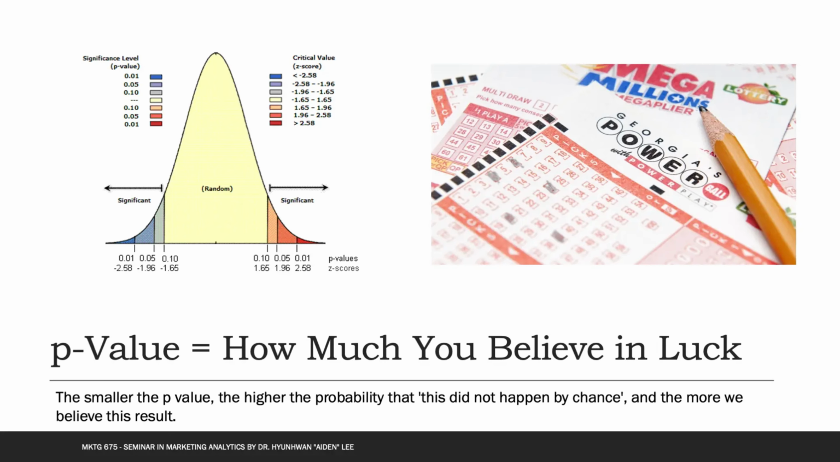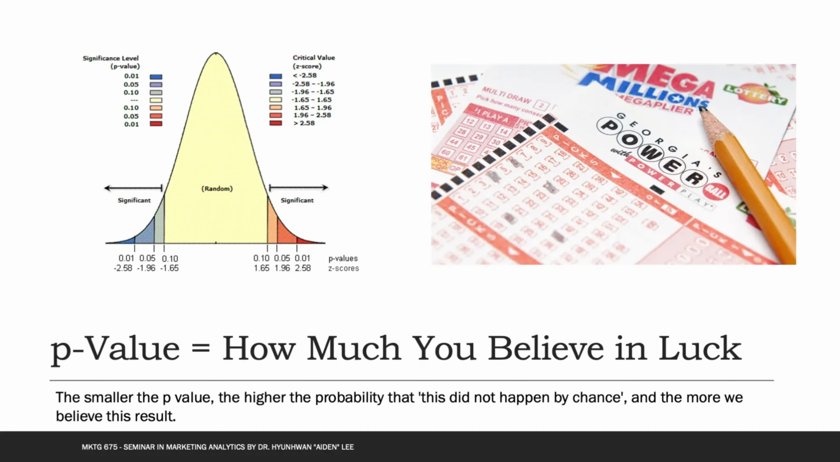Before we start coding, let me give you a quick intuition for the p-value. Look at the bell curve on the left. This shows all the differences we might see just by random luck if there is no real effect. The shaded tails are the rare extreme outcomes. Now think about the lottery tickets on the right. If I win the lottery once, you might say, wow, that was lucky. If I keep winning again and again, at some point you stop believing it is just luck. The p-value measures exactly how much you still believe in luck.